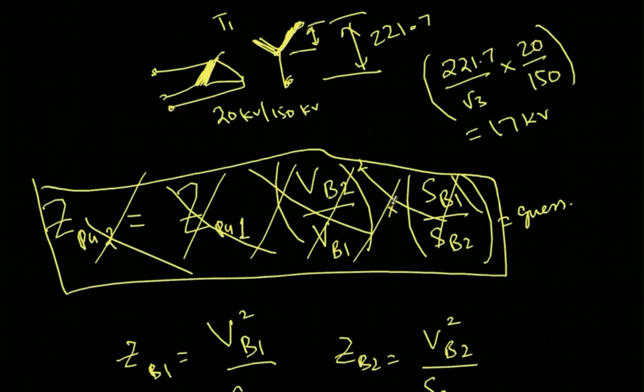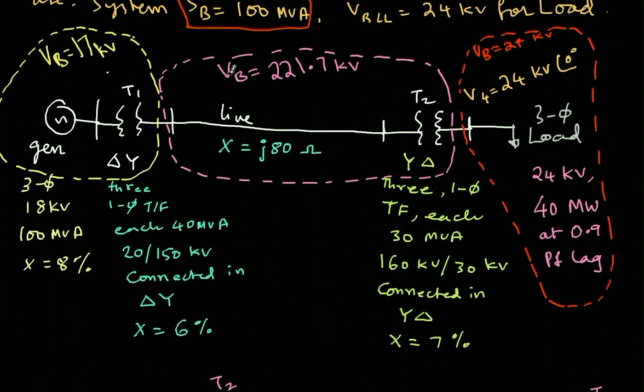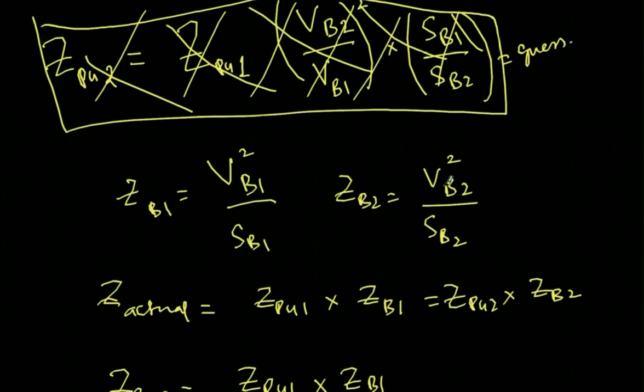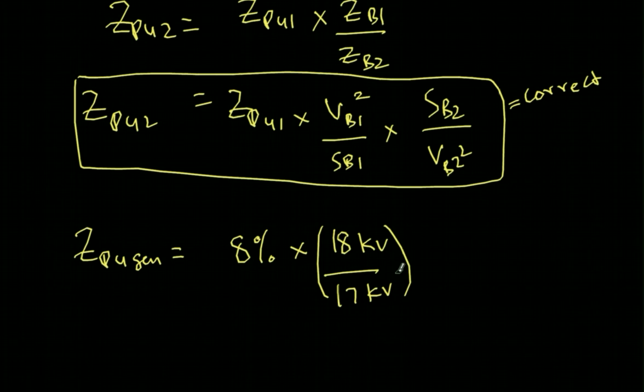Look at the generator. The generator's 8% is based on 18 kV and 100 MVA, and we want it on 17 kV and 100 MVA. So how do we do that? Z per unit for the generator is 8%, and for the generator's own voltage of 18 kV, whereas I want it for 17 kV, the square will be there, and 100 by 100, that's it.